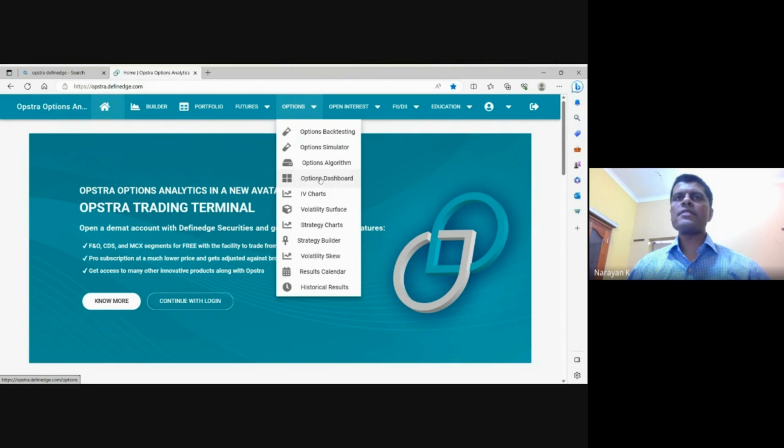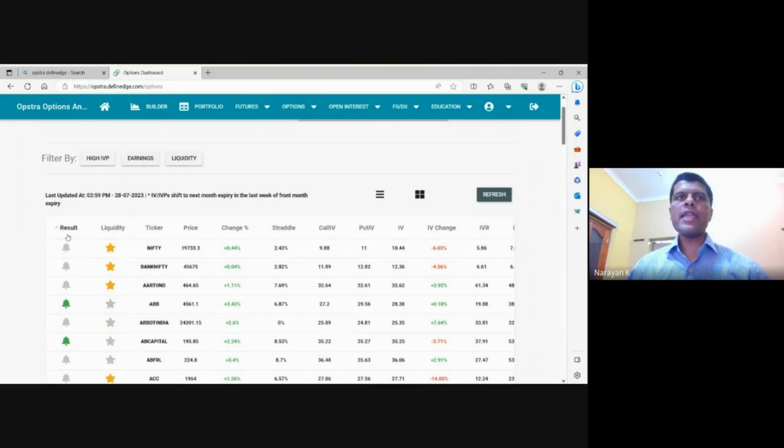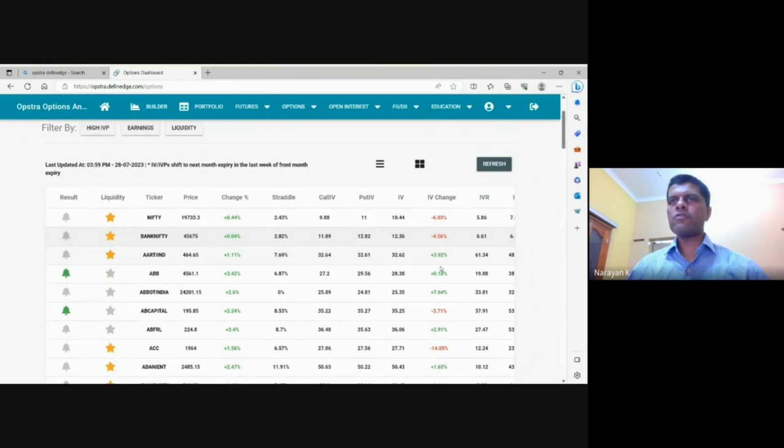Just go to options, click on option dashboard. So you'll get a table like this where you have the results column. If you are expecting results, it will be highlighted in green. You have the liquidity in this particular script. Then you have the ticker, the script name, price, change in the price. You have the straddle, then the call IV price, put IV price, and the general IV price. Then the IV change compared to the last day.